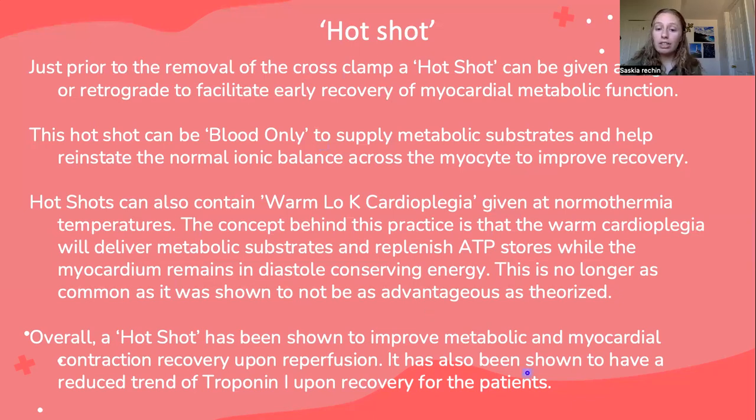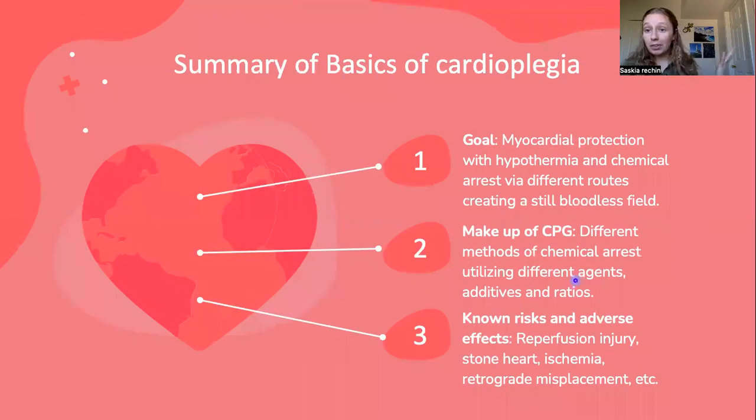Overall, though, the hot shot itself really does improve metabolic and myocardial contraction upon reperfusion or cross clamp removal, and it does have a reduced trend of troponin levels for recovering patients, so that's pretty advantageous. But all in all, that is my cardioplegia lecture.